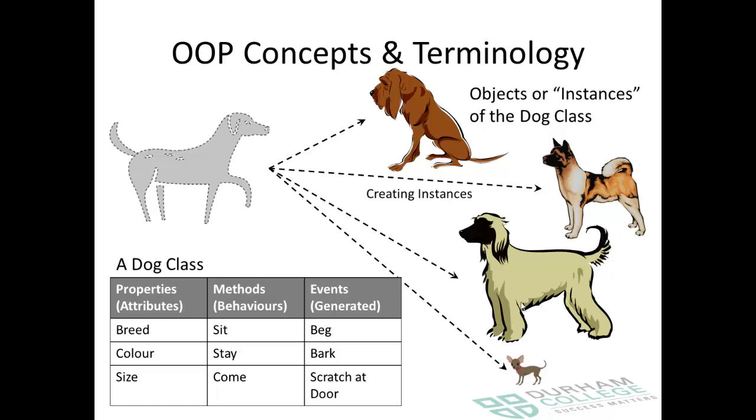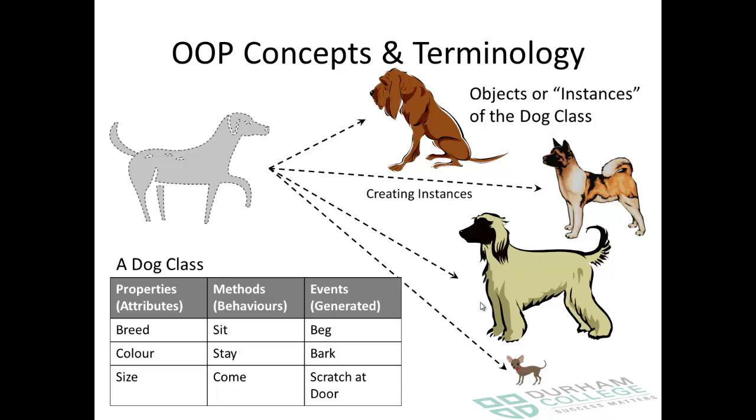Creating an object, so creating one of these dog objects, is actually called instantiation, or instantiating the object. The object is then referred to as an instance of the class. So the class itself has all of those descriptors in terms of the properties, the methods, and events that together can make up any individual instance.